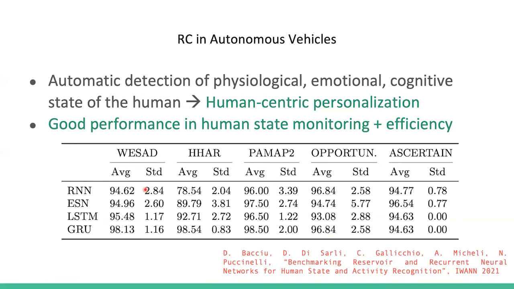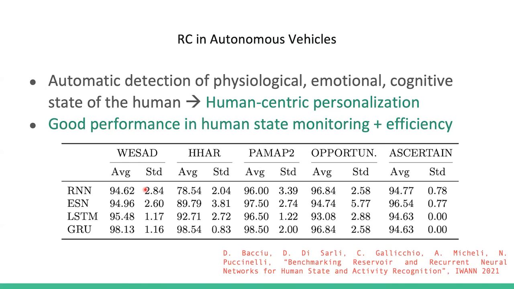So just to give a sense of what we're doing in this project, for example, it's important to have human feedback in autonomous vehicle applications. To have the human feedback, one way is to have a system in which you want to modify and personalize the driving mode, or let's say the level of automation in the driving assistance.